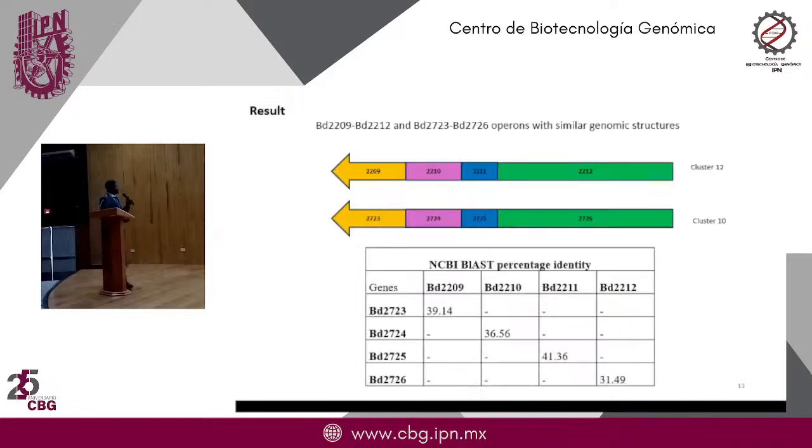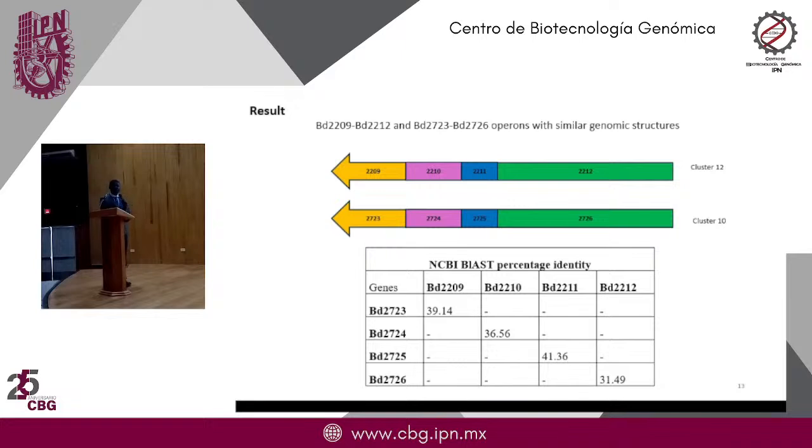So I talked about the two operons which were from the two clusters, cluster 12 and cluster 10. Now, the interesting thing about these operons was that when we checked the genomic structure, we found that they were very, very similar. Like we can see, the 2212 and the 2217, which are the corresponding pairs from the two operons, were the biggest, and it maintained the structure across the operon. These were the smallest and they corresponded.